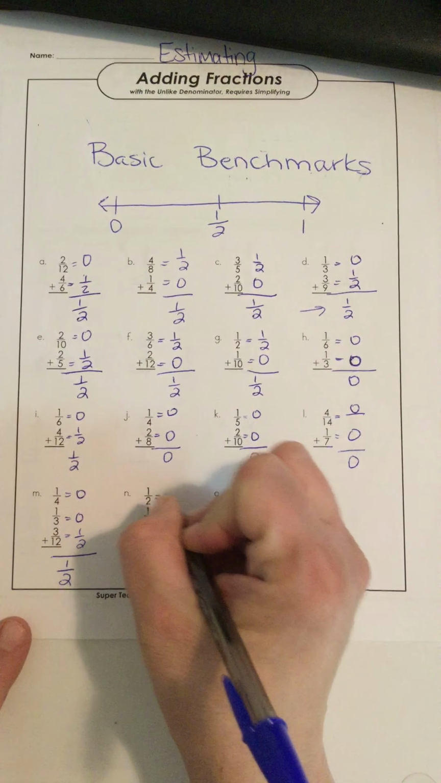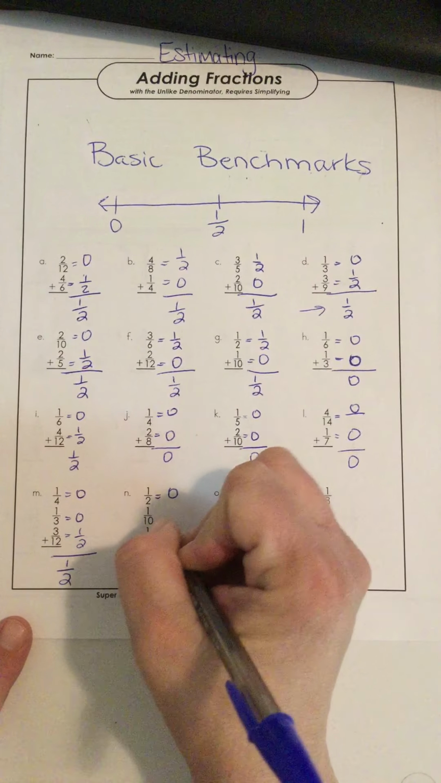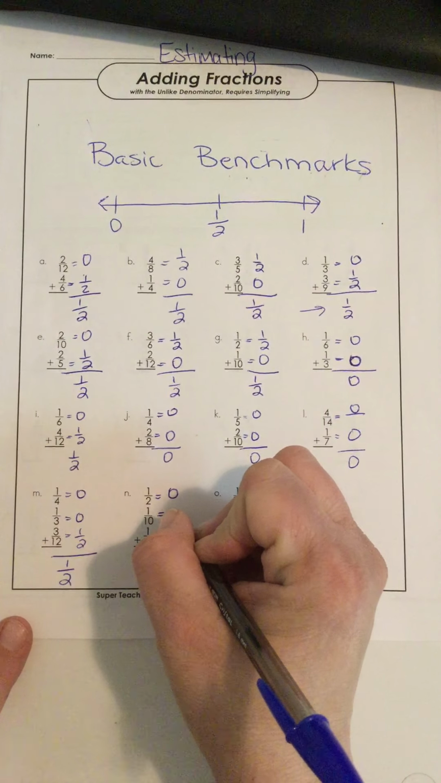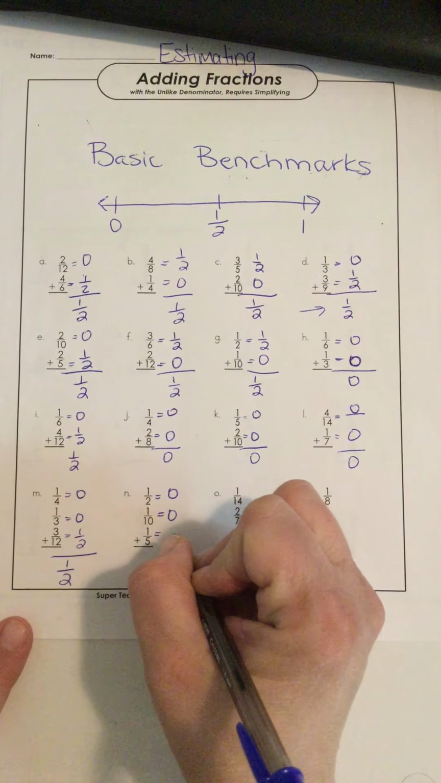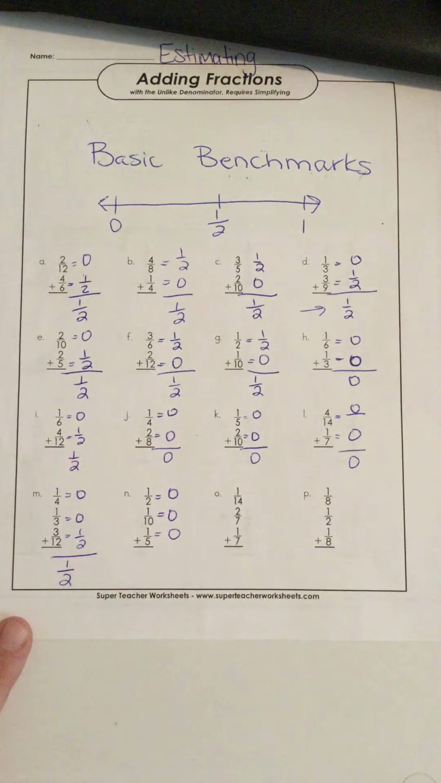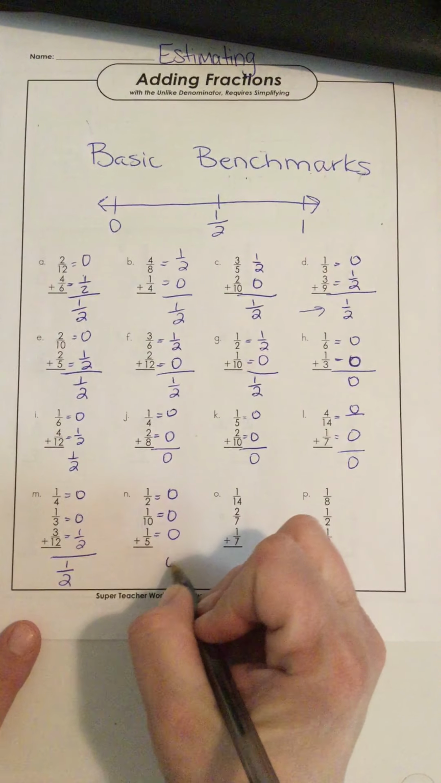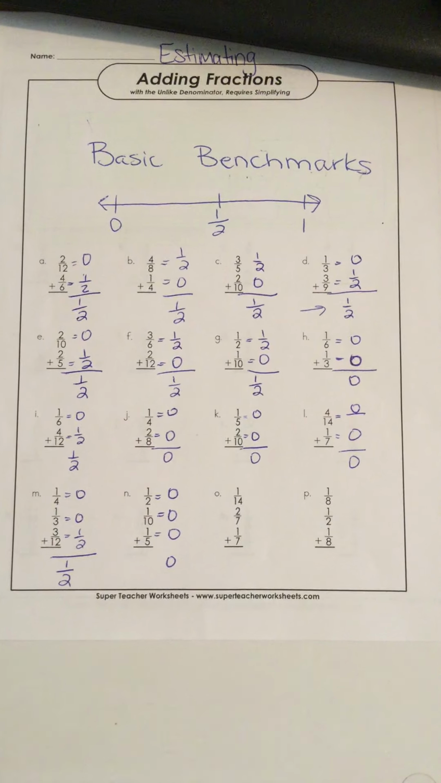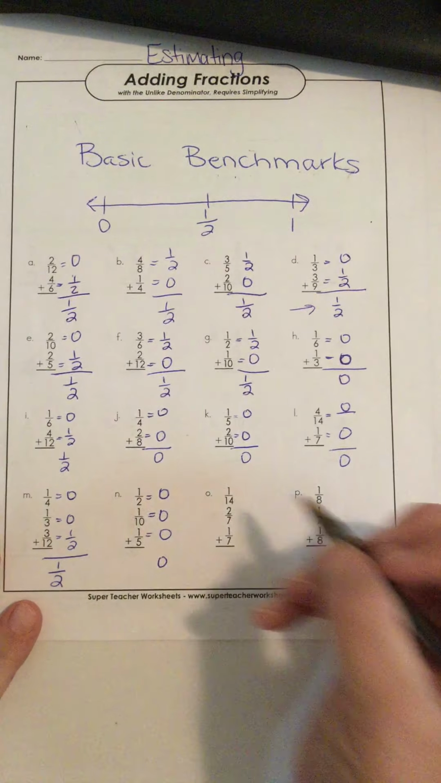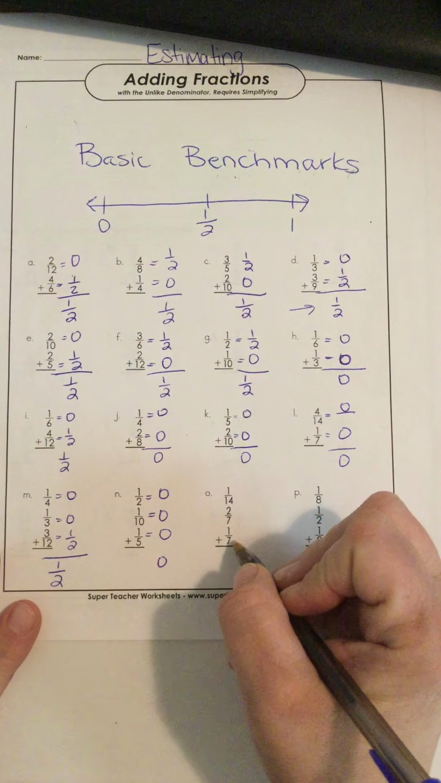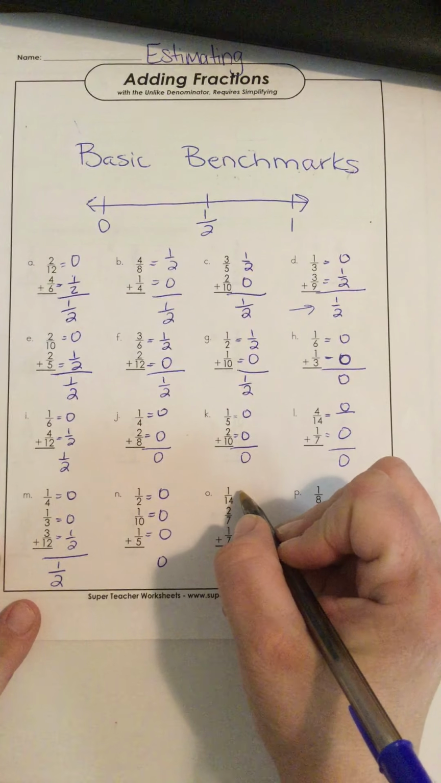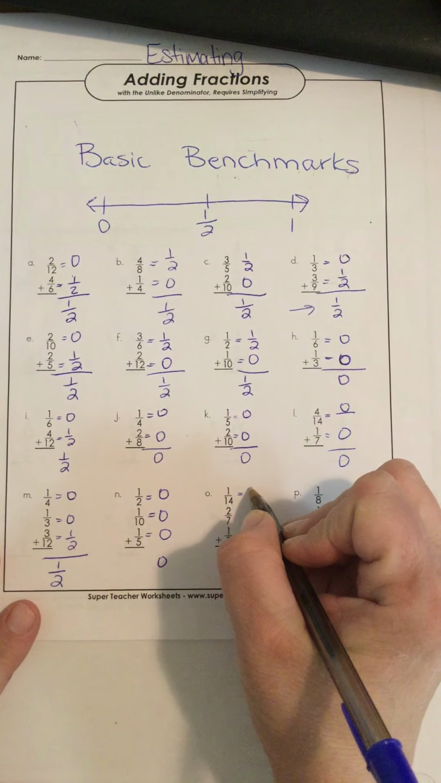Okay, 1/2 is going to be 0. 1/10 is going to be 0. And 1/5 is going to be 0. So I would estimate this to be 0. All right. 1/4 plus 2/7 plus 1/2. 1/7. 1/14 would be 0.